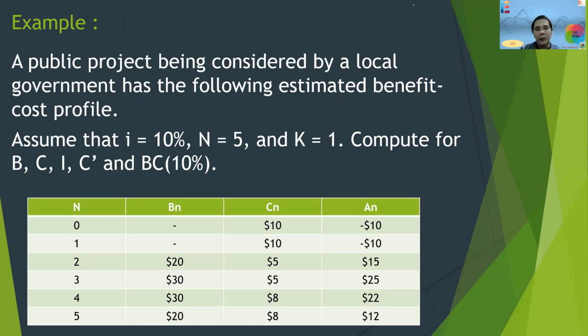So therefore, knowing that your benefit is $20, 30, 30, and 20, starting from the second year, your CN is equal to 10, 10, 5, 5, 8, and $8, starting from year 0 up to year 5. And then your AN is equal to negative 10, negative 10, 15, 25, 22, and $12.